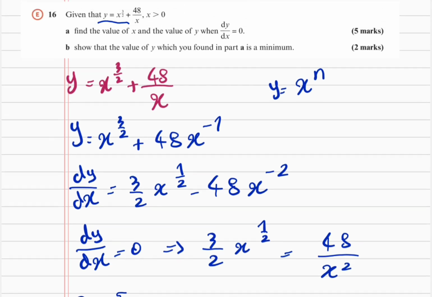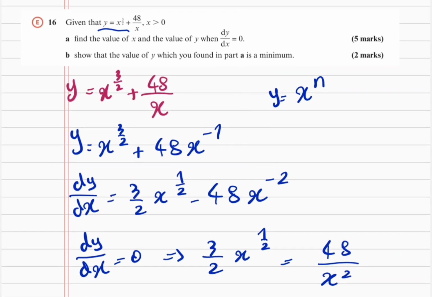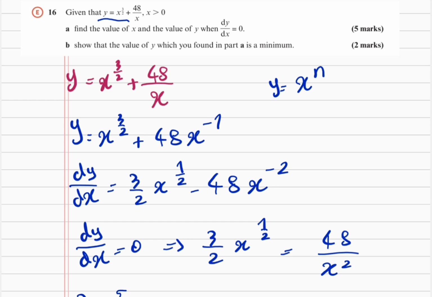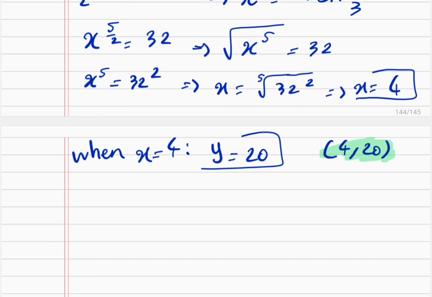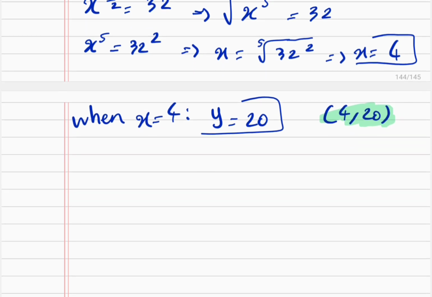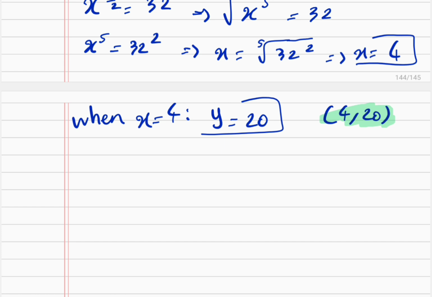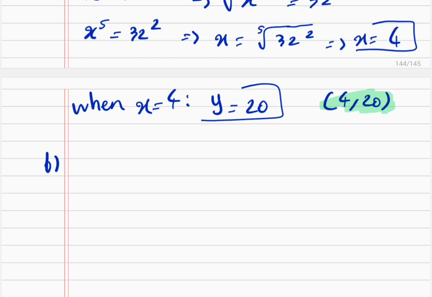In part B, we want to show that the value of y which we found in part A is a minimum. In order to show that a value is a minimum, we first need to find the second derivative. By substituting x into the second derivative, based on its sign we can determine if that value of y is a minimum or a maximum. If the second derivative is positive, then it's a minimum, and if it's negative, it's a maximum. So for part B, we first find d squared y by dx squared.